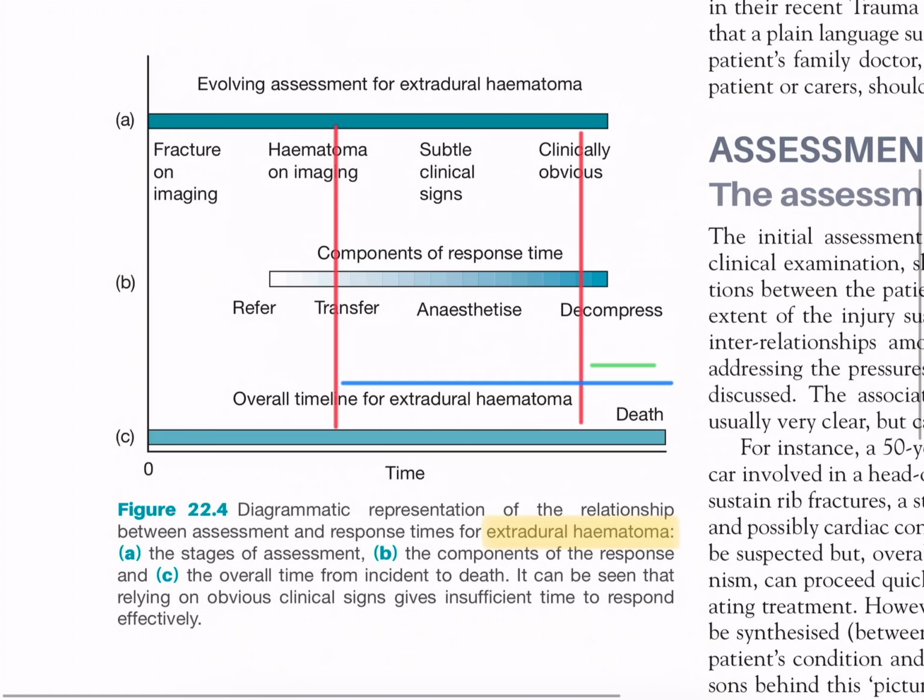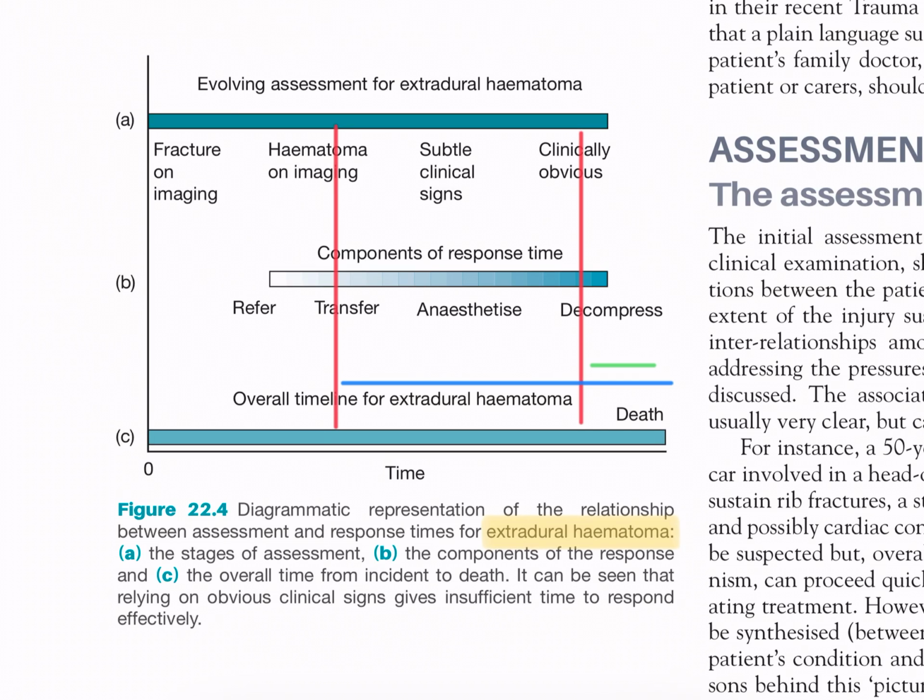Over here, figure 22.4, we can see the diagrammatic representation of the relationship between assessment and response times for extradural hematoma. There are 3 horizontal bars. A is the stages of assessment, which is given. We'll read the A bar. First, starting from time 0, first we can see fracture on imaging can be done, then hematoma on imaging can be seen, several clinical signs are observed, and then clinically it's obvious.